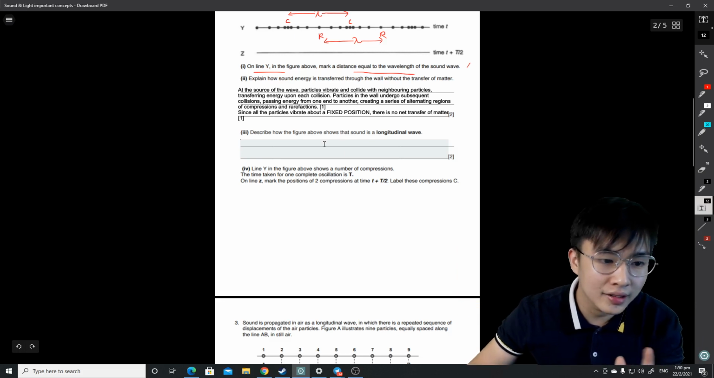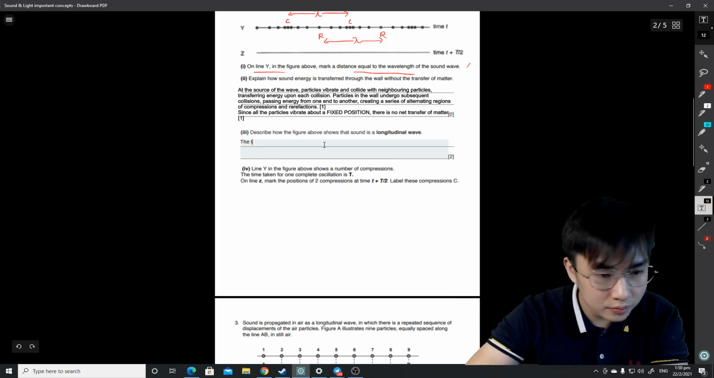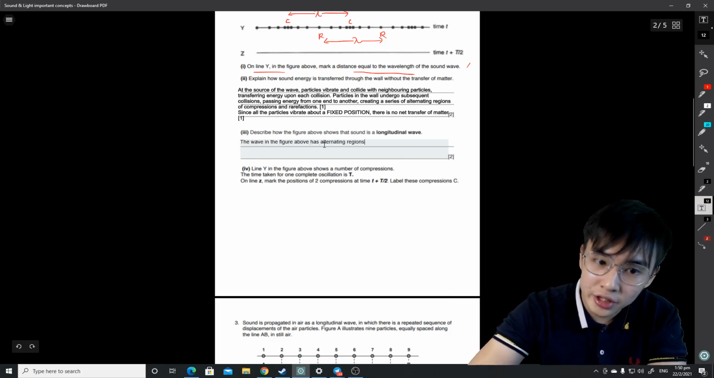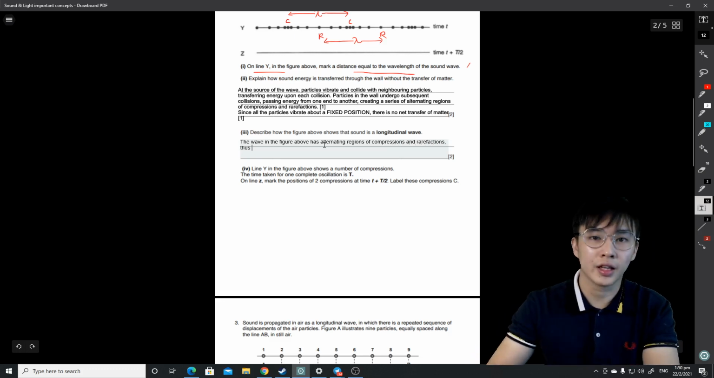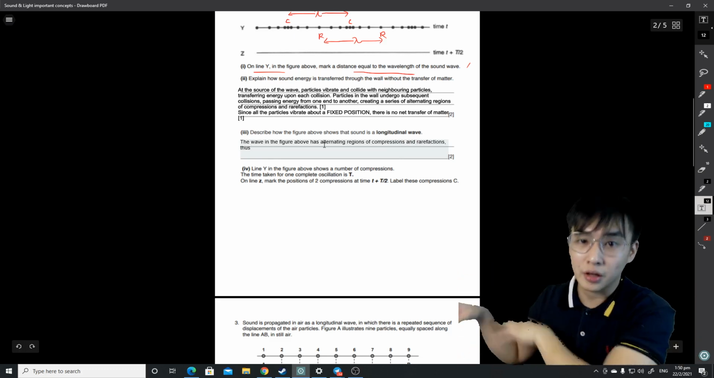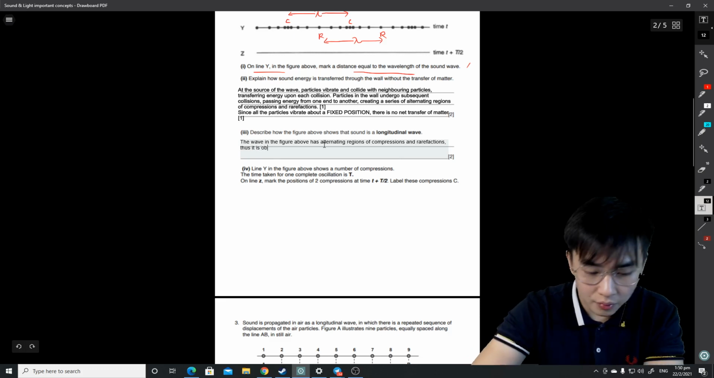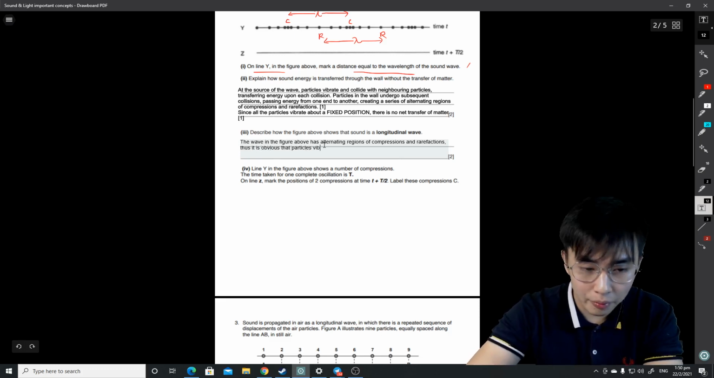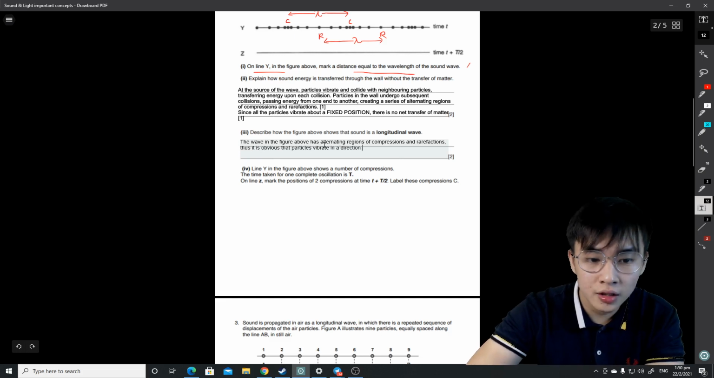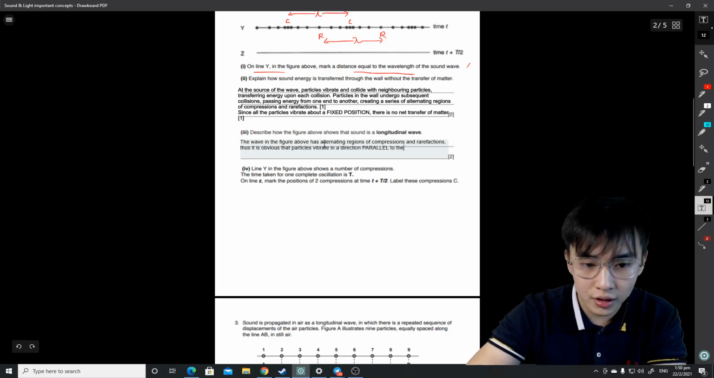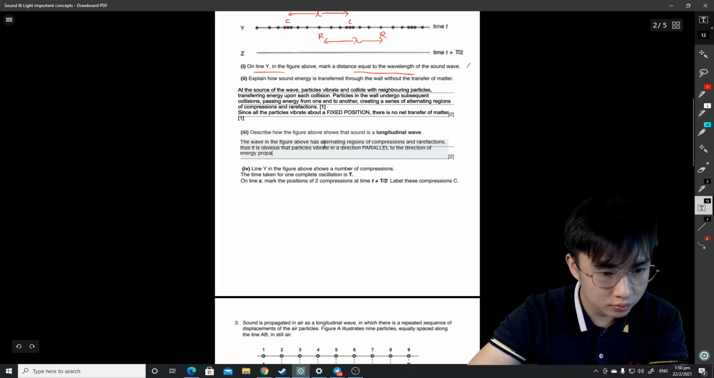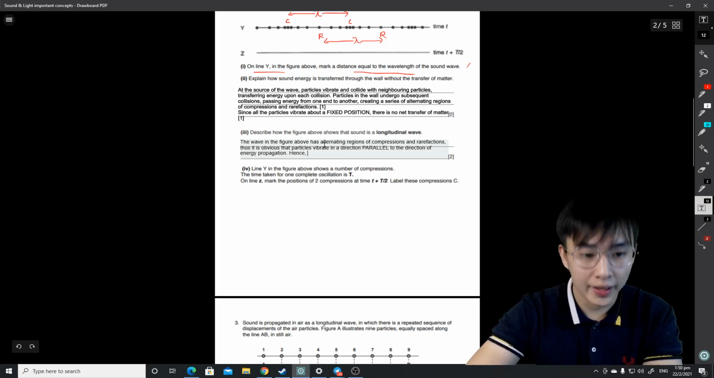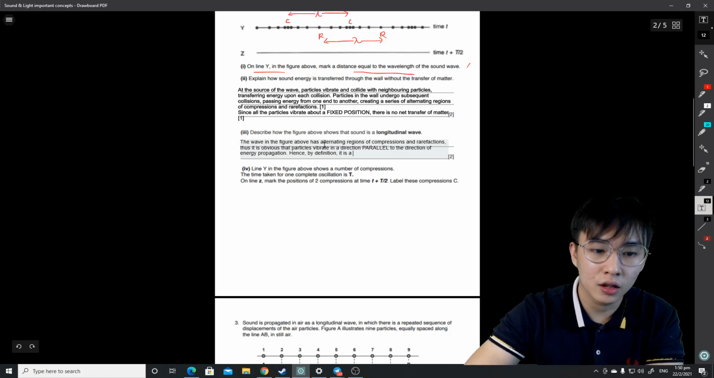The way that you answer this question is you can just say that the wave in the figure above has alternating regions of compressions and rarefactions. Thus, it is obvious that particles vibrate in a direction parallel to the direction of energy propagation. Hence, by definition, it is a longitudinal wave.